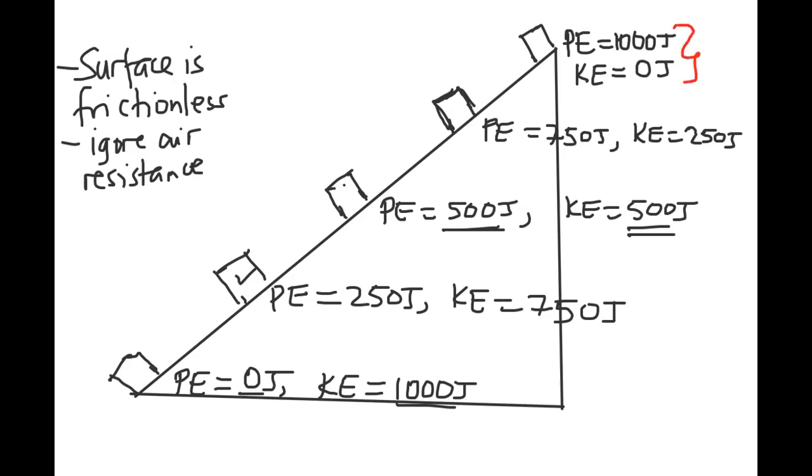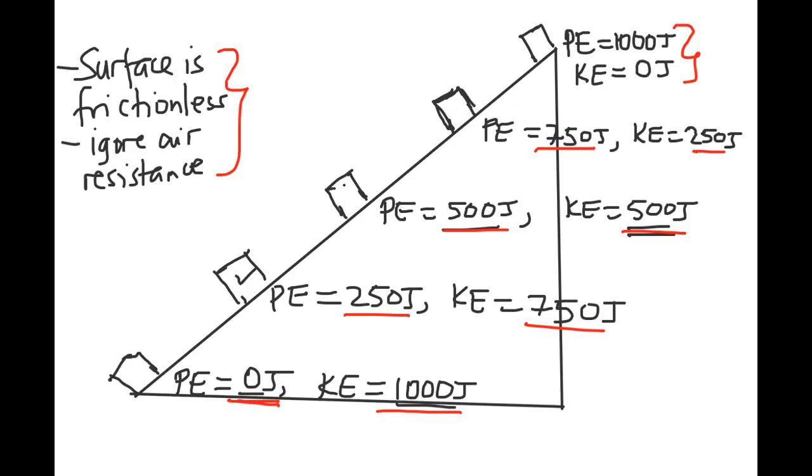If you look carefully, if we add up the two at every position, the total energy is the same. 1000 plus 0 is 1000 joules. If you add this plus that, you get 1000 joules. If you add 500 plus 500, you get 1000 joules. If you add 250 plus 750, you get 1000 joules. Likewise, 0 and 1000 give you 1000 joules. So the total energy at each and every position is the same. Again, we are going to see the effect of surface friction and air resistance on this kind of analysis later towards the end of the class.